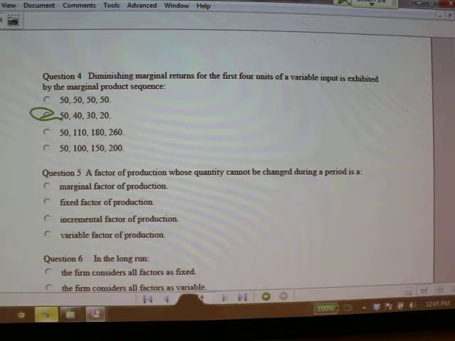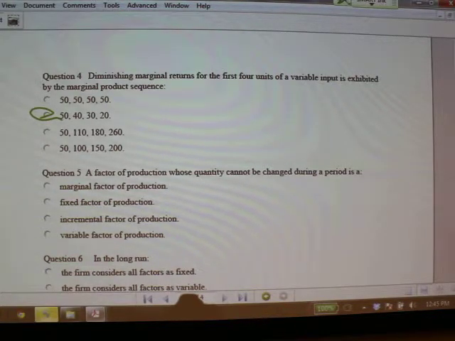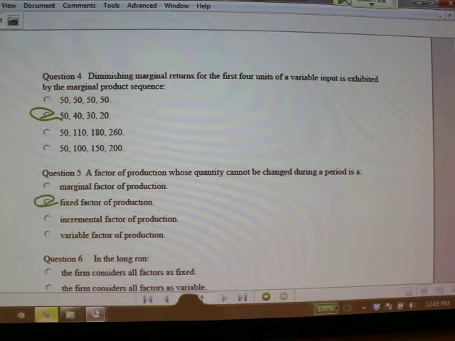Question 5, this is just a definition. A factor of production whose quantity cannot be changed during a period is a fixed factor of production.